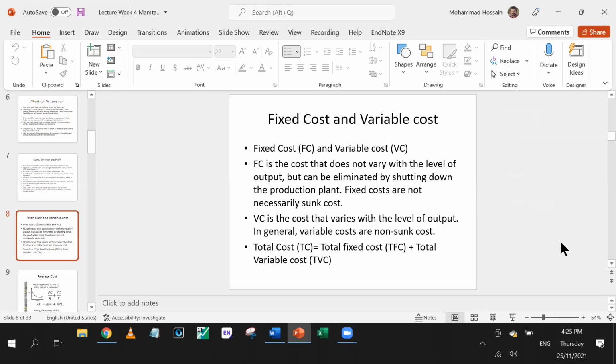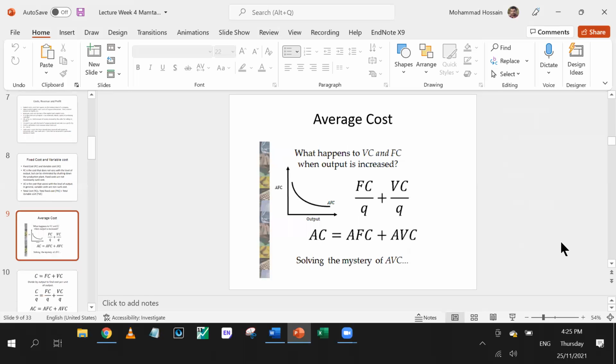Now, how do we calculate total cost? Total cost is equal to total fixed cost plus total variable cost. So total cost will be fixed cost plus variable cost. That will be our total cost.